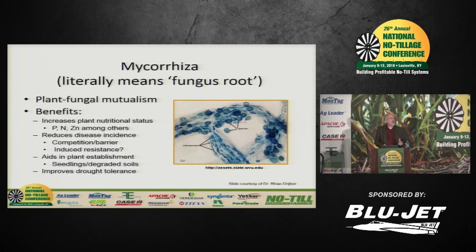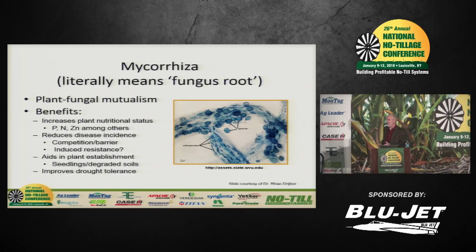Mycorrhizae literally means fungus root. It's a symbiotic relationship that some fungi create with plant roots. More than 80% of our plants form these associations if we allow them to, if we manage in such a way that they can. We increase nutrient uptake as a result of this. There's some evidence that it improves plant competitiveness and resistance to disease when they're allowed to form these mycorrhizae associations.